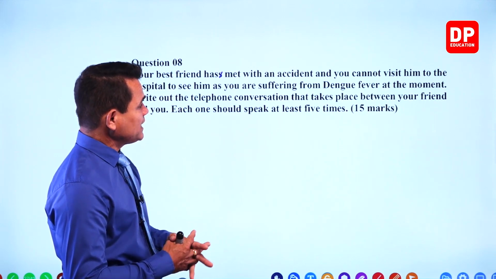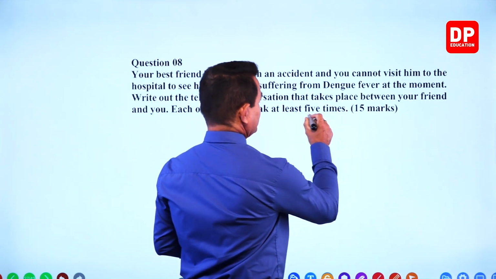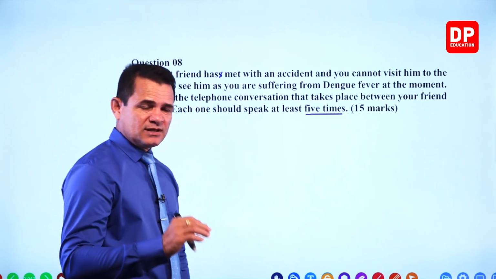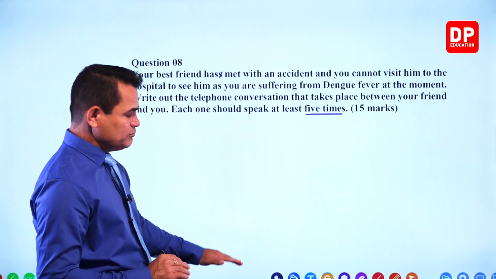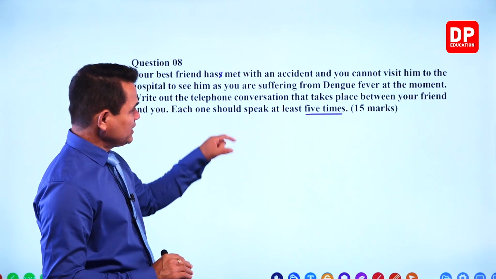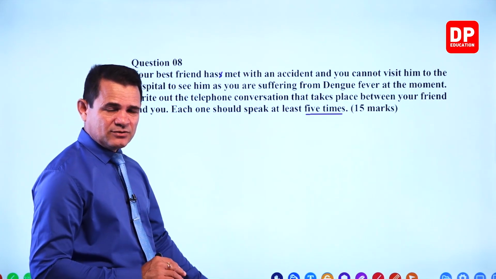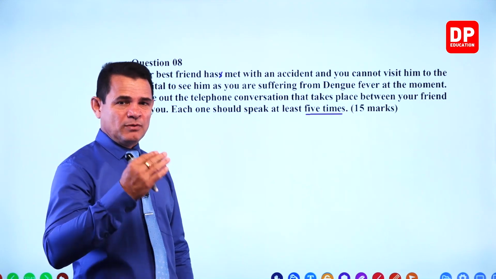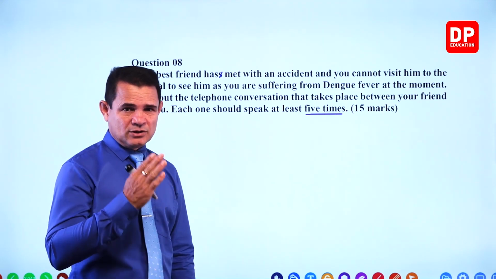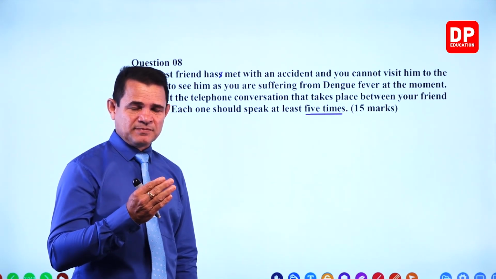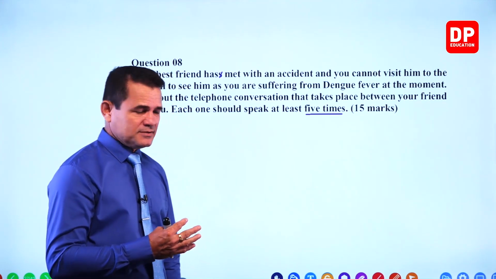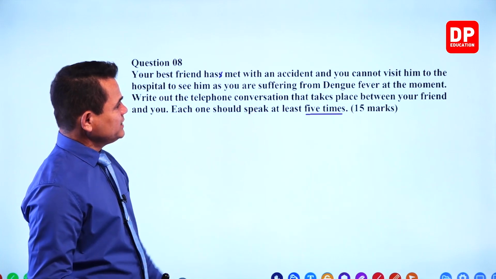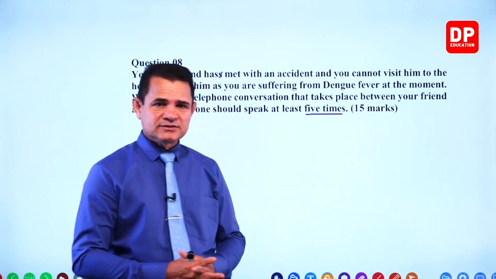Each one should speak at least 5 times. That means there should be 10 in total. Not the maximum, the minimum: at least 5 times each. So in this dialogue you get 15 marks.